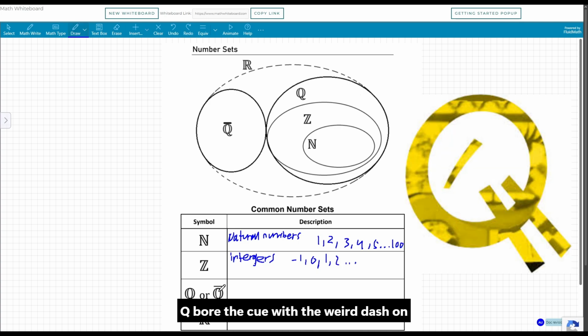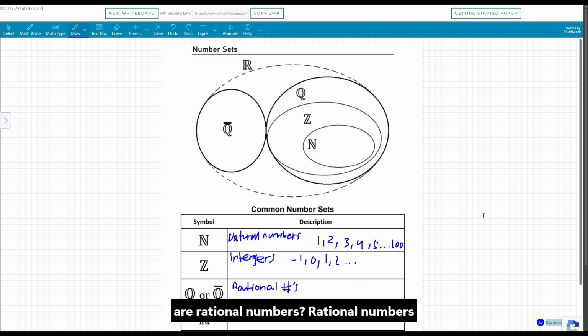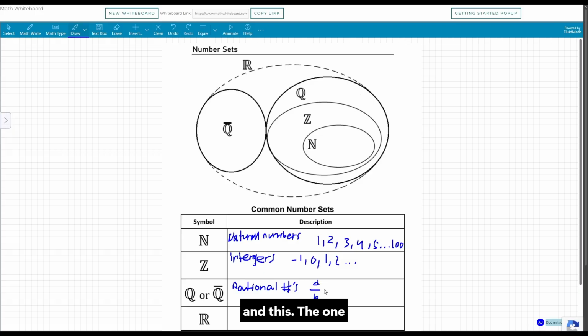Q, or the Q with the weird dash on top. The Q without the dash are rational numbers. What are rational numbers? Rational numbers are numbers that can be written as a fraction, where this one, the one on the bottom, cannot be 0. You cannot have 0 in the denominator. It also includes terminating and repeating decimals.